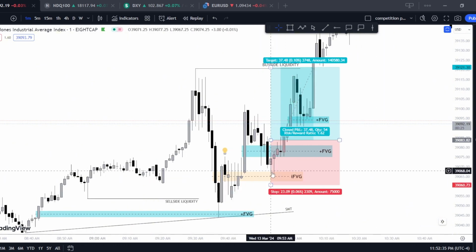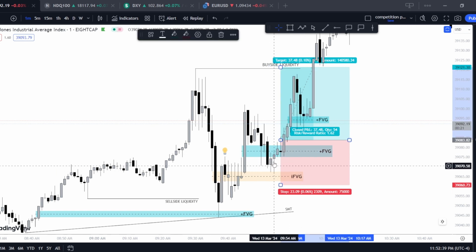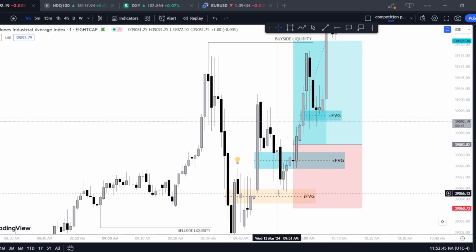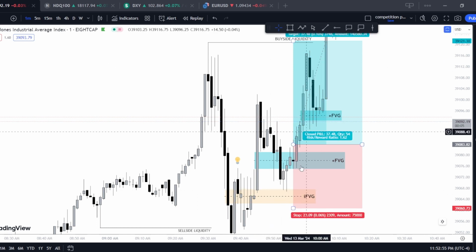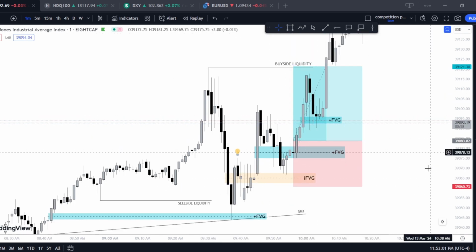Okay, notice that we dropped here. As you can see, we dropped here. Price taps the top of the inversion fair value gap. Notice the sensitivity right here. As you can see, price dropped there, touched the top of the inversion fair value gap and leaves it. Notice how very strong it leaves this price level right here.